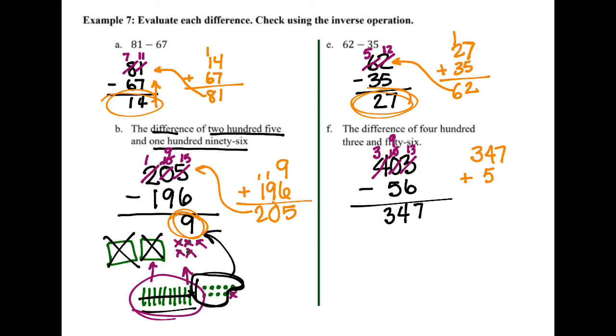347, add 56, so we have 13. 1 plus 4 is 5, 5 and 5 is 10. 1 plus 4 is 3. Sure enough, so that's my answer.